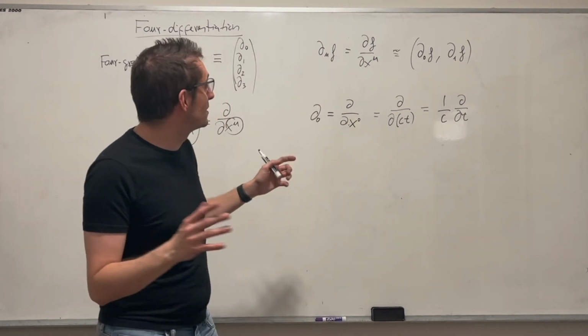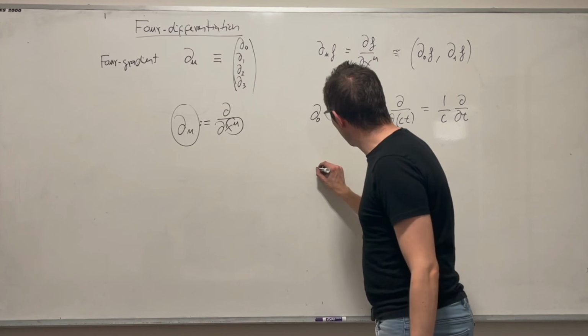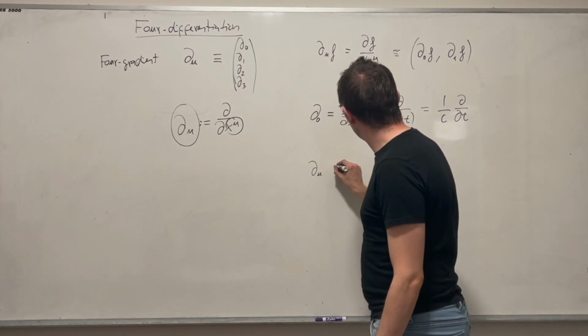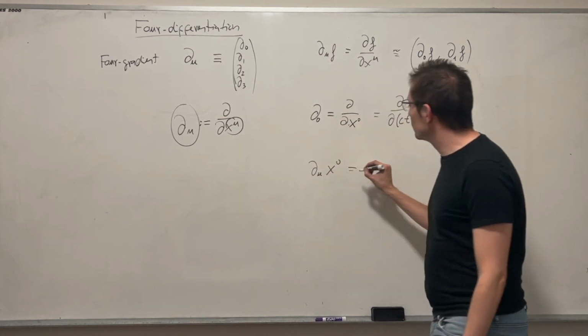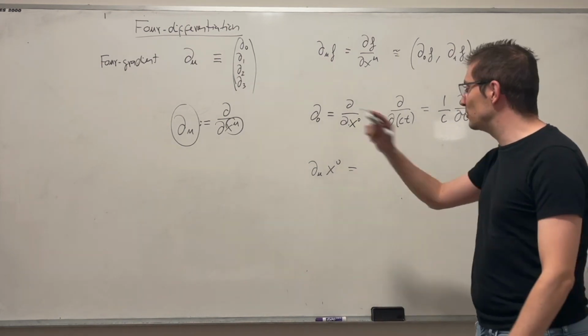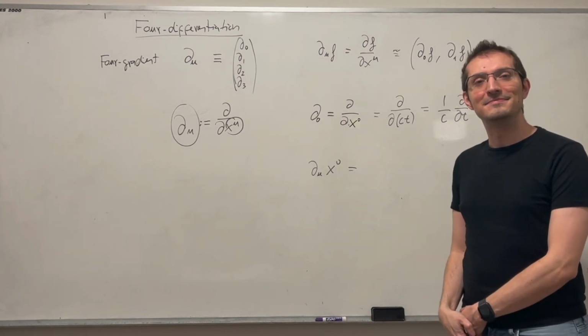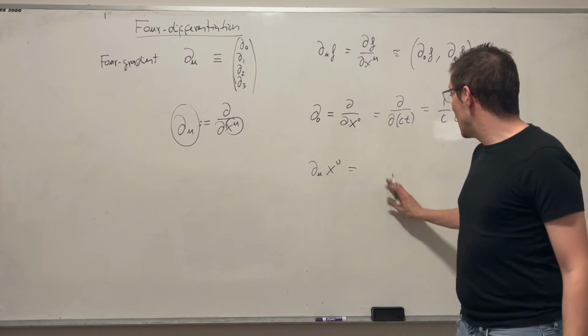The notation is very intuitive. For example, what would be the result if I apply partial mu to x nu? Maybe pause the video and try to guess it. If not, I'm going to solve it right now. So what do you think it is?